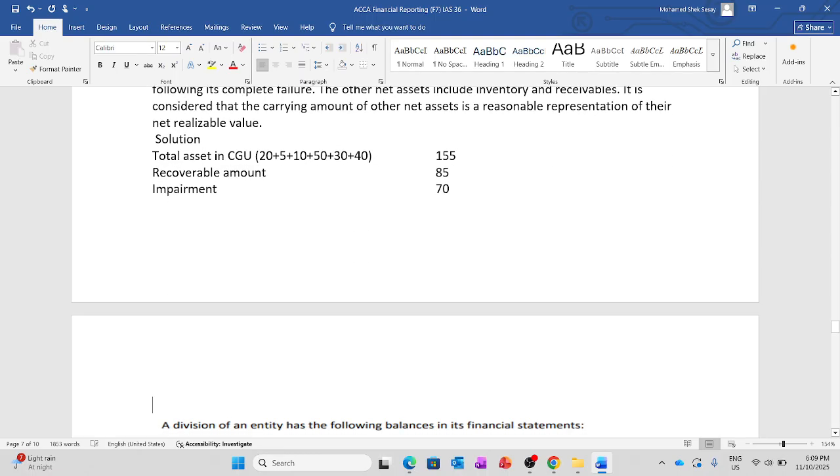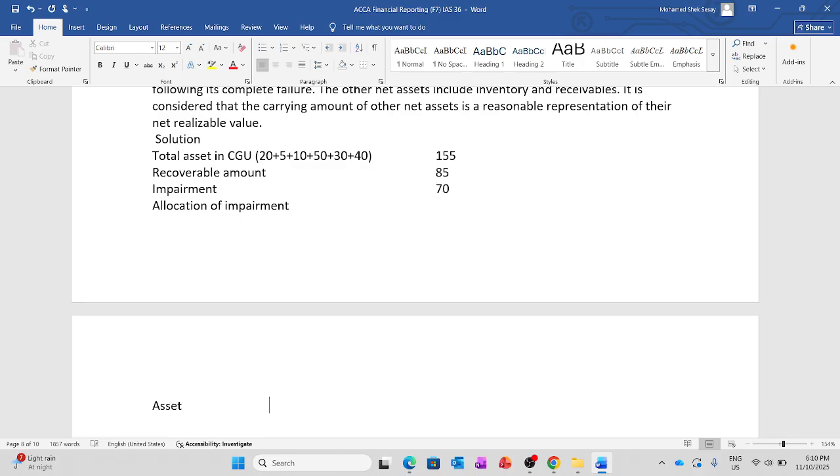But now, the question clearly stated, let's look at the allocation of impairment, right? Very simple. We are going to allocate the impairment. Under the allocation, we are going to look at the asset, the carrying value, the impairment, and the value remaining.